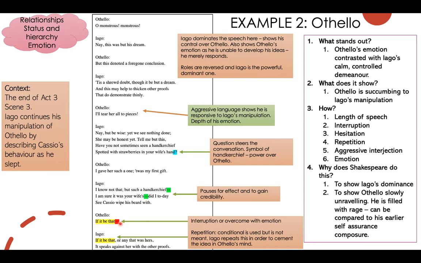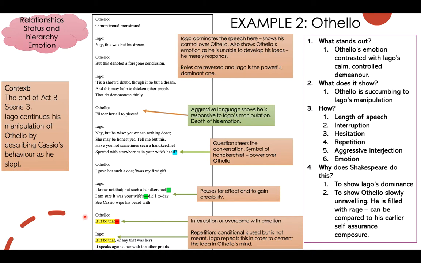And then we have here, either this is an interruption, or he's overcome with emotion, can't finish his sentence. "If it be that," and then we have a repetition between the two characters. Iago takes that line from Othello, "If it be that." So the conditional is used, so the if, but it's not meant in that way. Iago repeats this in order to cement this idea in Othello's mind. So he knows it's not an if, he knows that he's trying to suggest that it is that thing. But he repeats, he takes this line from Othello and he develops it further.